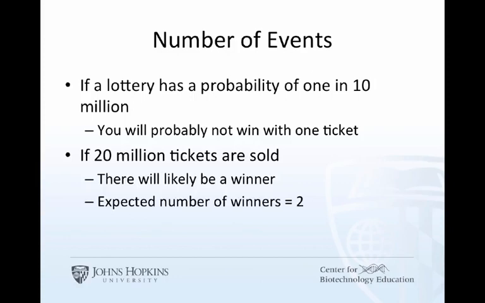With 20 million tickets and a win probability of 1 in 10 million, then on average, we should expect 2 winners. That is multiplying 20 million times 1 over 10 million. Since we should expect, on average, 2 winners, that is our expect, or E-value. The number of events, in this case the number of tickets sold, clearly matters in this formulation.